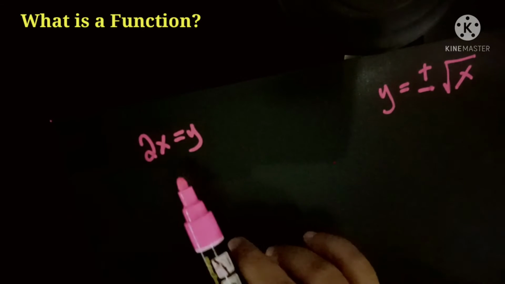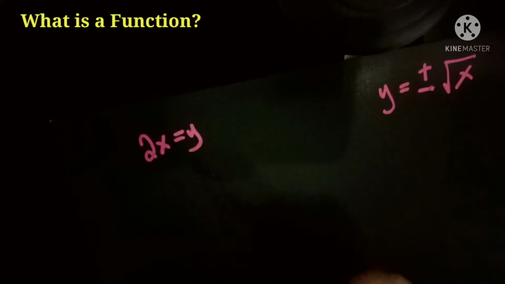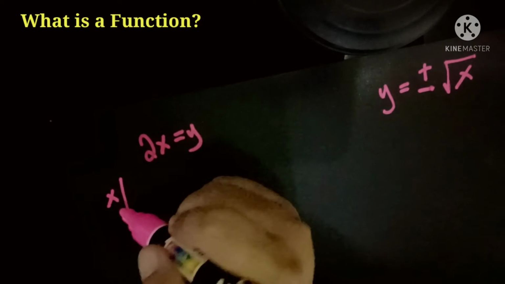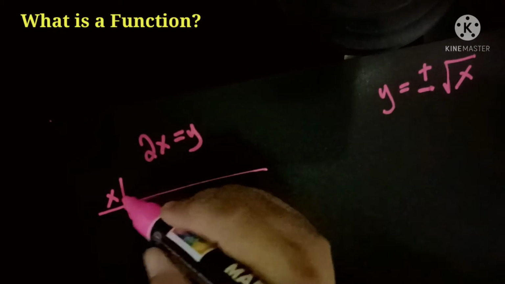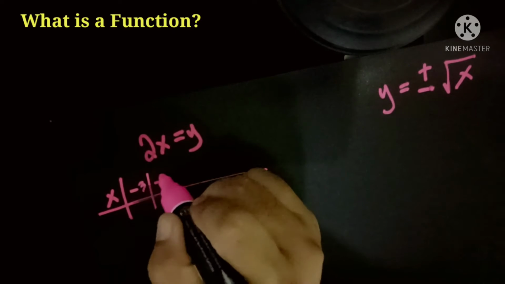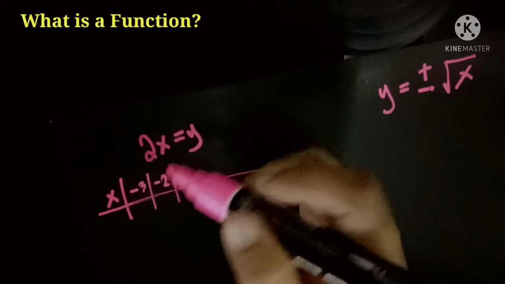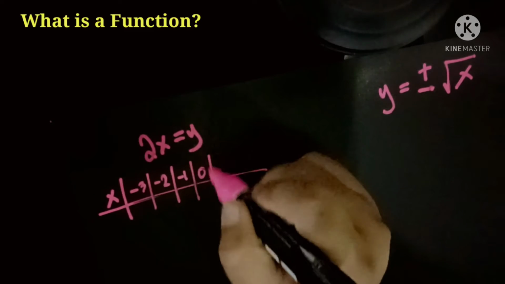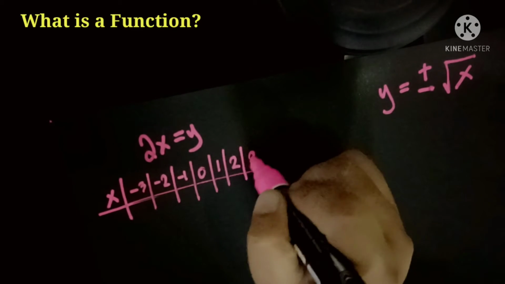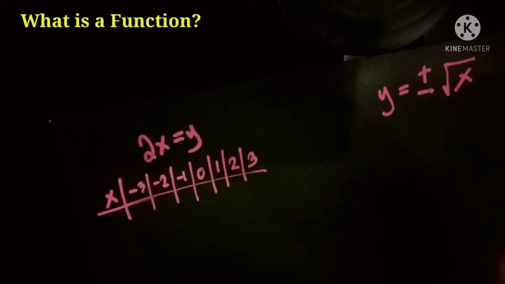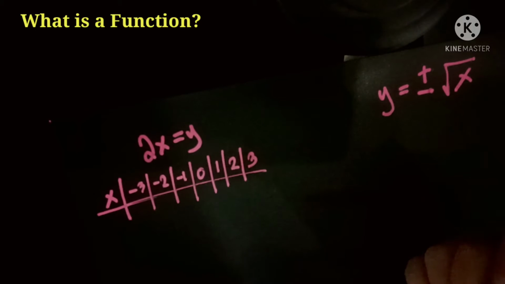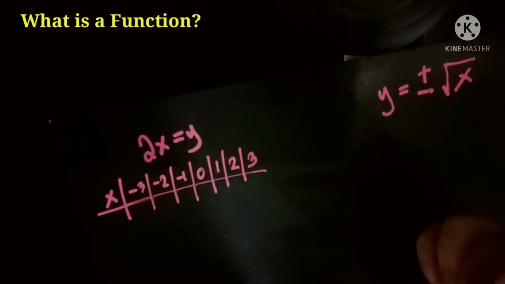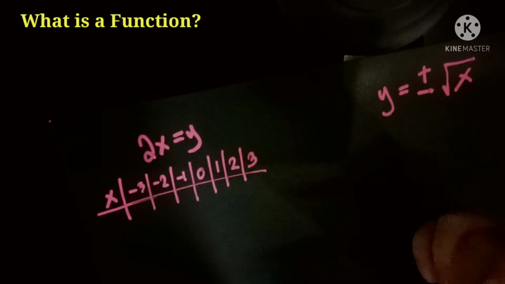Let's have 2x is equal to y. Let x be the integers -3, -2, -1, 0, 1, 2, and 3. For each of these integers, let's solve for y by multiplying 2 to each of these x values.